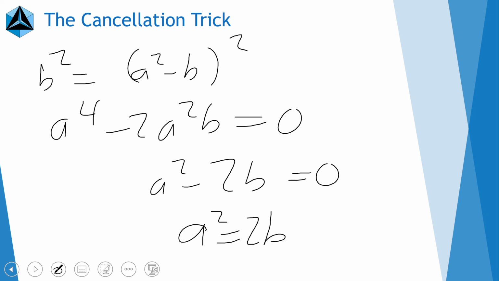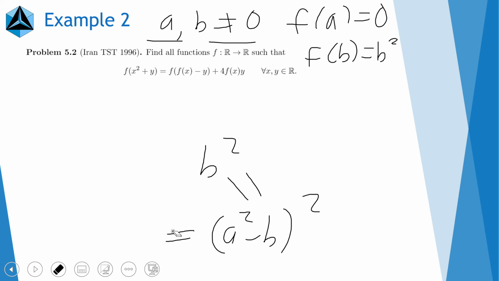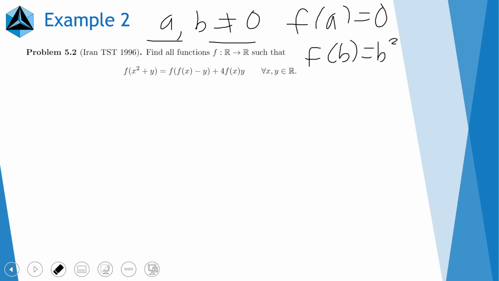Very helpful. Let's go back. So this gave us the conclusion. This whole thing, plugging in x equals a and y equals minus b, this gives us the conclusion that a squared is equal to 2b. So, yeah, we have a squared is equal to 2b.